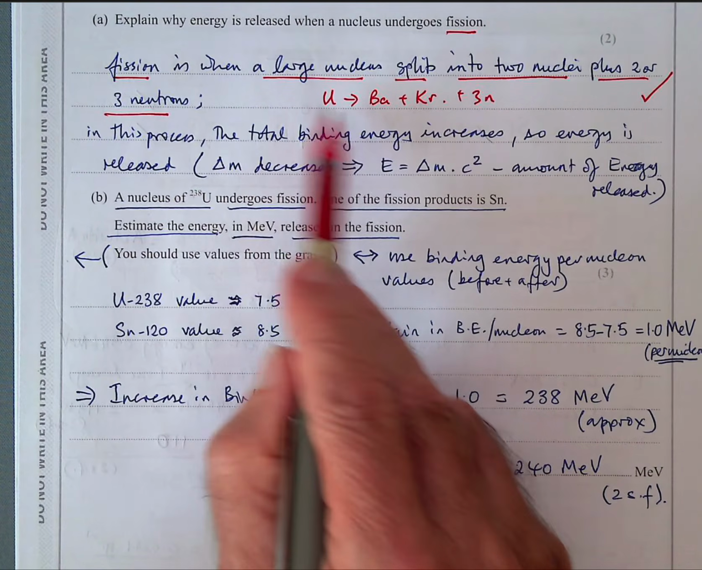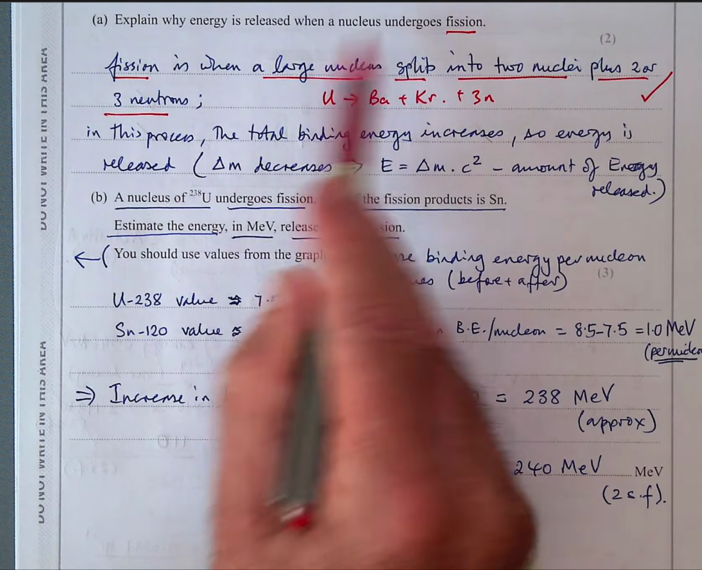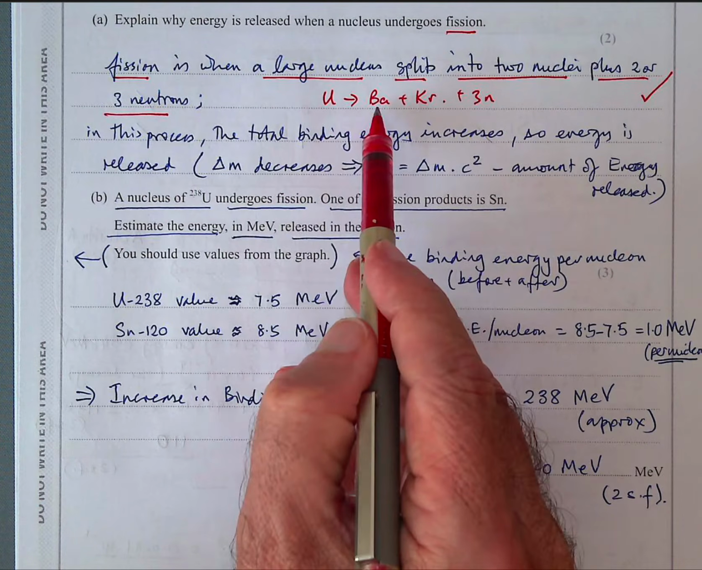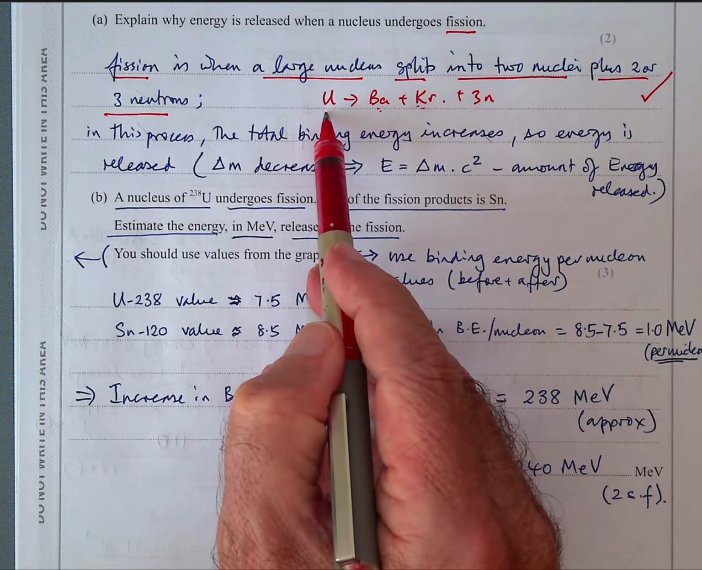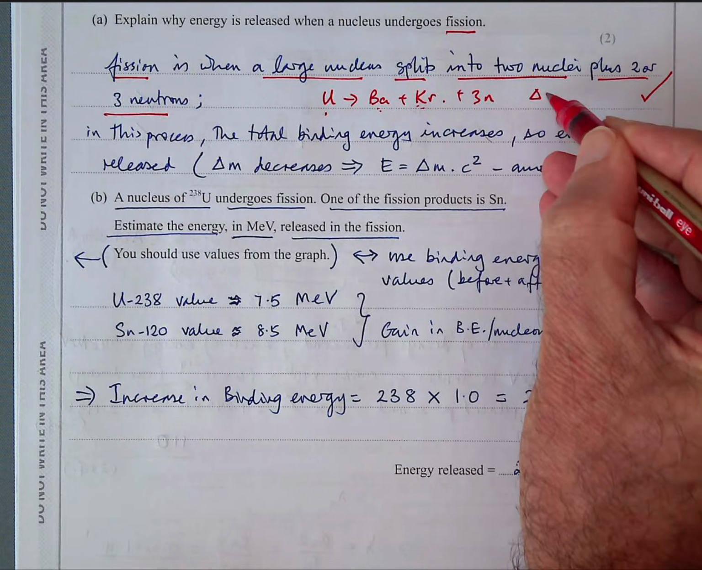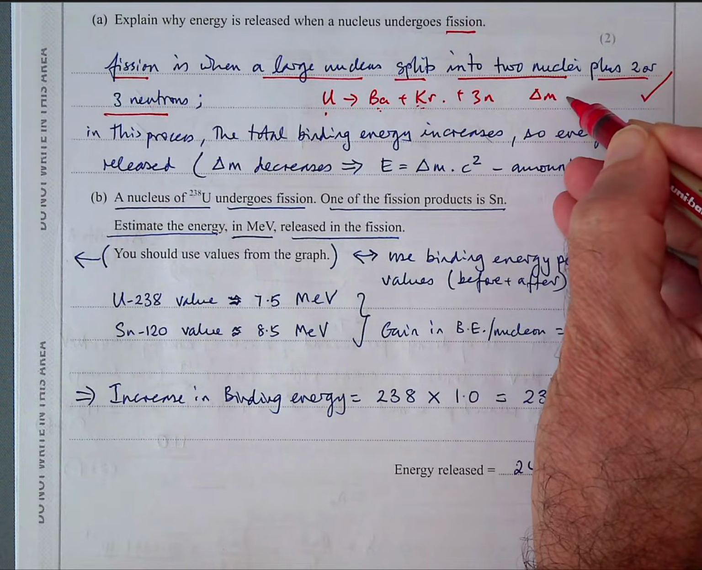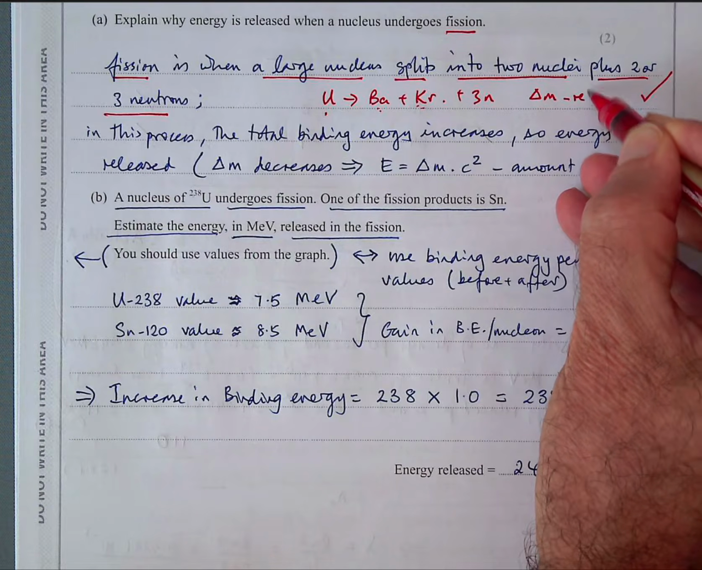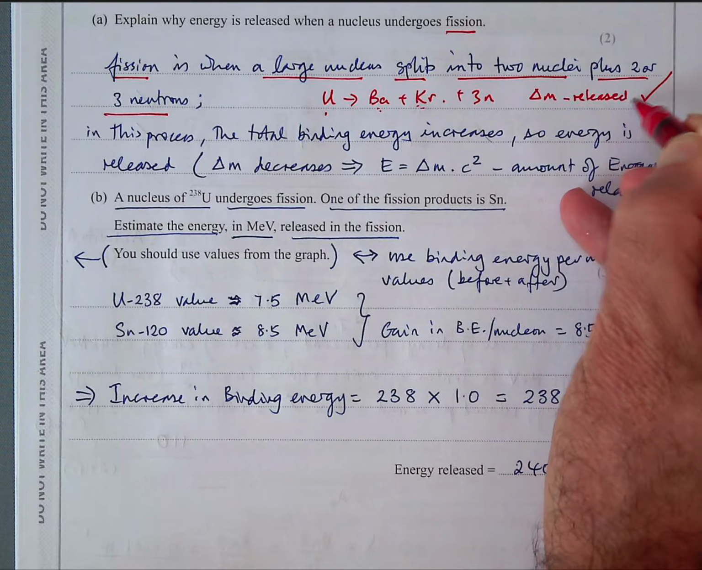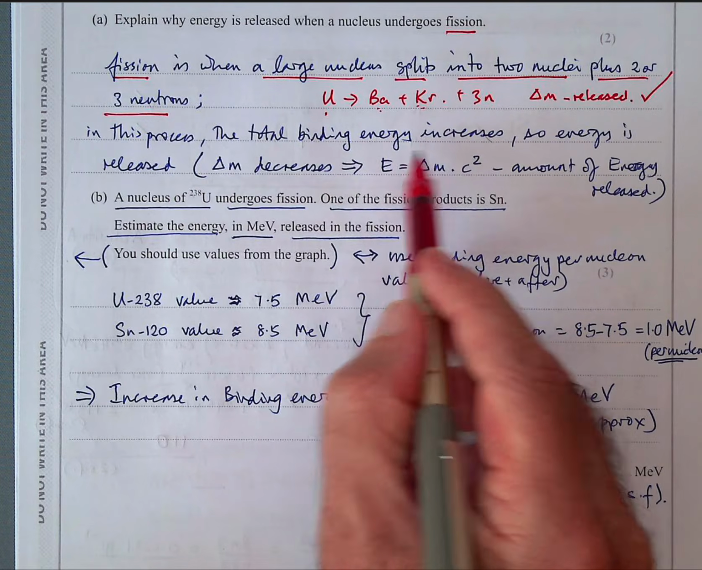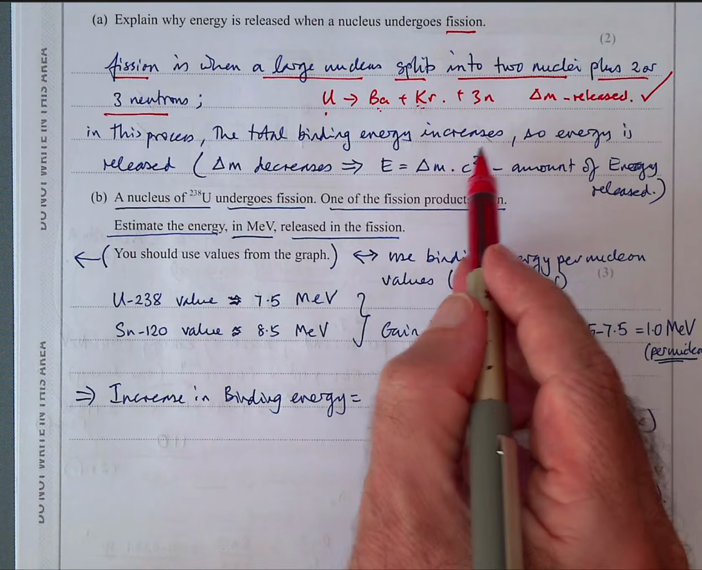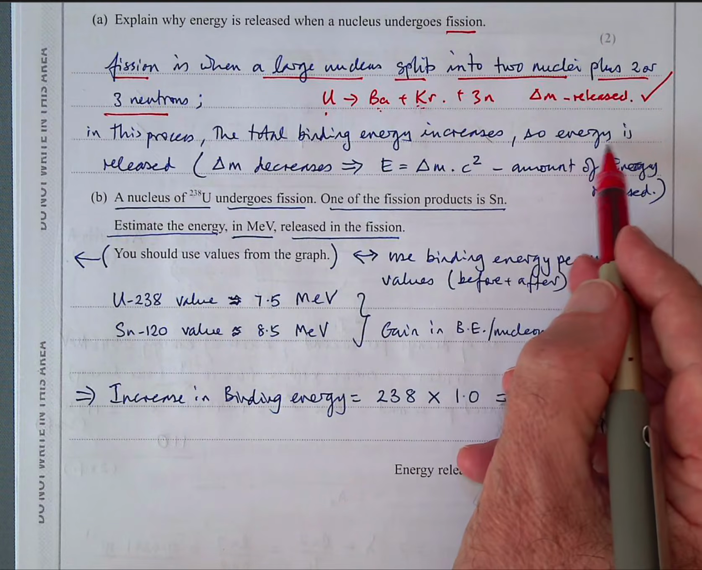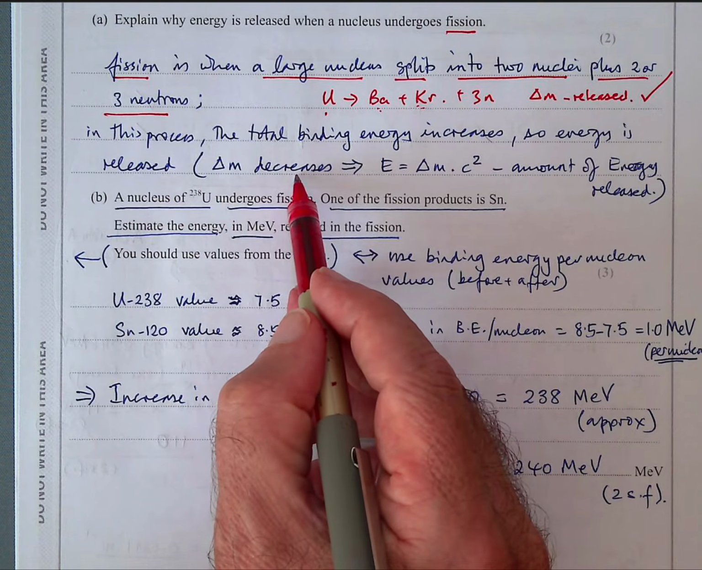So why does that happen? Why is energy released? Well, first of all, you need to know what nuclear fission is. So basically, these two are more energy efficient than these. So the mass defect, you're releasing mass. So mass is released. So mass is decreased. So in this process, total binding energy increases. The total binding energy increases, so energy is released. Delta M decreases, in other words.